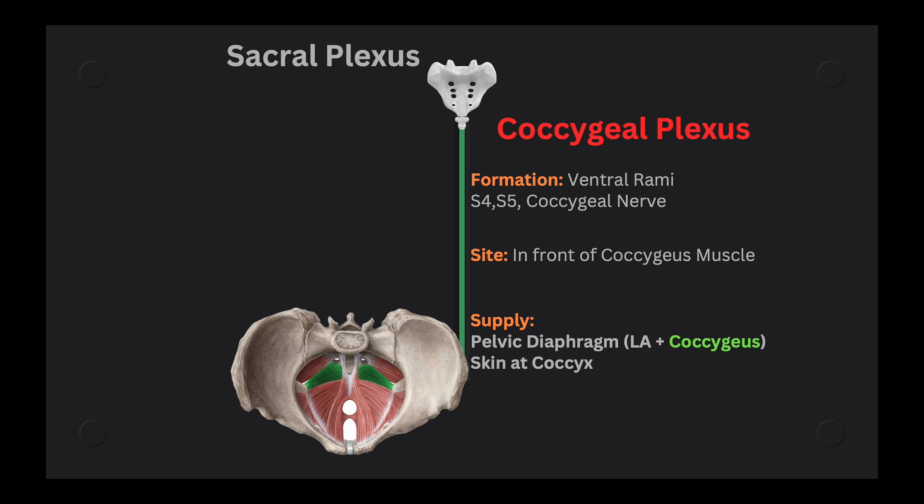And what does this plexus supply? It supplies the coccygeus, and also the pelvic diaphragm. I told you that's why we are studying it today. And the coccygeal plexus also supplies the skin at the coccyx. So small area of distribution, small formation. This is the smaller coccygeal plexus.